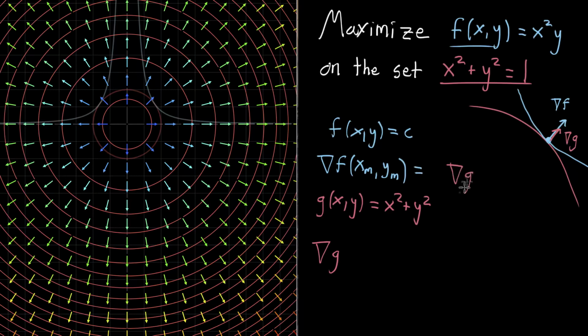Related to the gradient of g evaluated at that same point, xm, ym. And like I said, they're not equal, they're proportional. So we need to have some kind of proportionality constant in there. And you almost always use the variable lambda. And this guy has a fancy name. It's called a Lagrange multiplier.